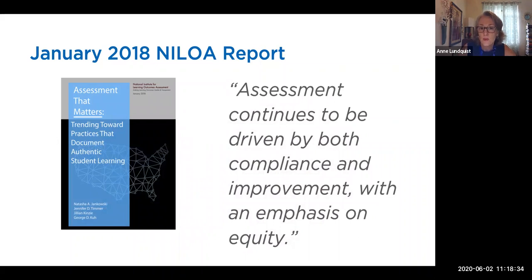There's a recent report that's come out again by NILOA about trending practices that document authentic student learning and the role that assessment plays. And one of the highlights of this piece is assessment continues to be driven by both compliance and improvement, and with an emphasis on equity. So those things don't have to be mutually exclusive. And I think campuses are trying to figure out how to do both of those, and that equity is as important, if not more important, a value than the external accountability movement that has driven assessment for so long.